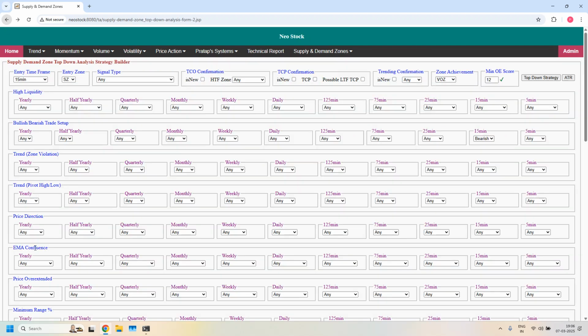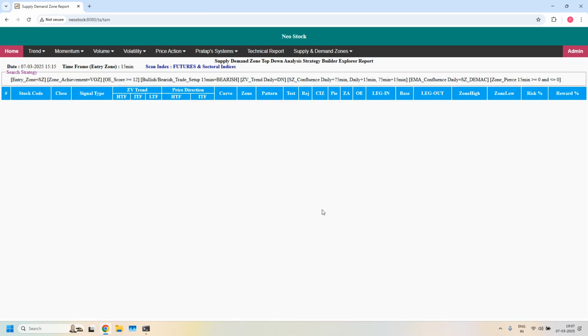Let's verify. In the EMA confluence, at daily time frame, I am setting the filter daily supply zone having daily EMA confluence or not. And also we don't want daily trend sideways stocks. So that's why in the trend on the daily time frame, I am selecting downtrend because it is a bearish trade setup. So with this filter, we did not get any stocks. Okay, this is about bearish trade setup for daily income trade.